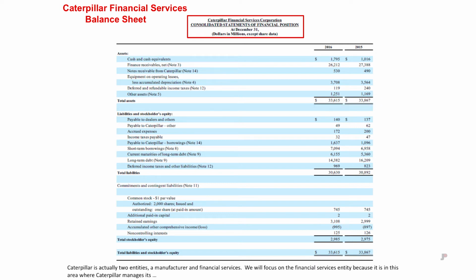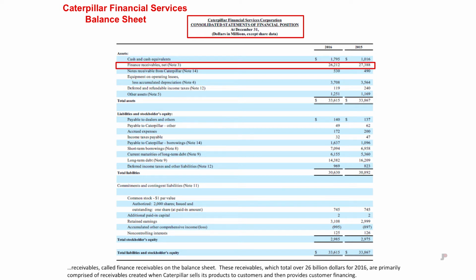Caterpillar is actually two entities, a manufacturer and financial services. We will focus on the financial services entity because it is in this area where Caterpillar manages its receivables, called finance receivables on the balance sheet. These receivables, which total over $26 billion for 2016, are primarily comprised of receivables created when Caterpillar sells its products to customers and then provides customer financing.